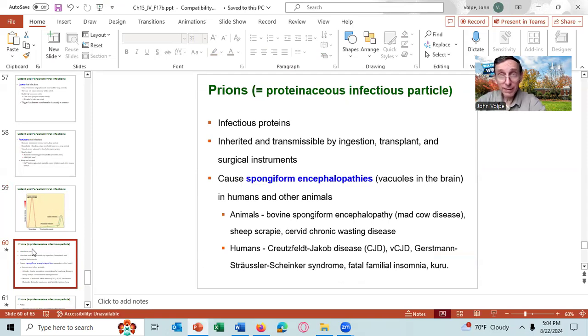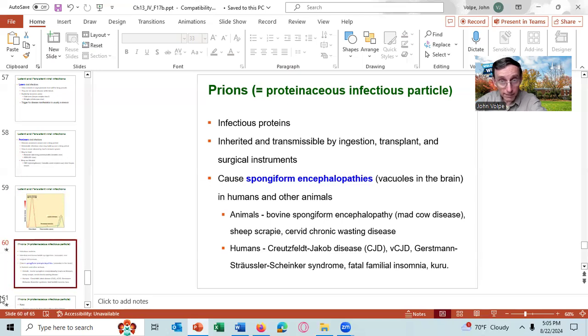Prions are proteinaceous infectious particles. When I first started talking about them, I was uncomfortable discussing prions because they're so different. They're a protein that causes a disease. And it's very unusual to have a protein cause a disease. But they are infectious proteins. They can be inherited. They are transmissible by ingestion, by transplant, and surgical instruments. By transplant, that's usually from an organ transplant.